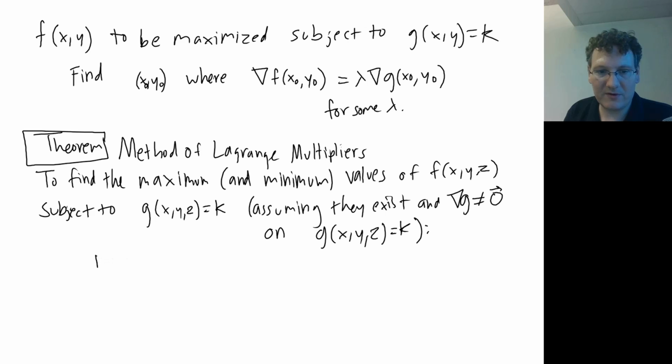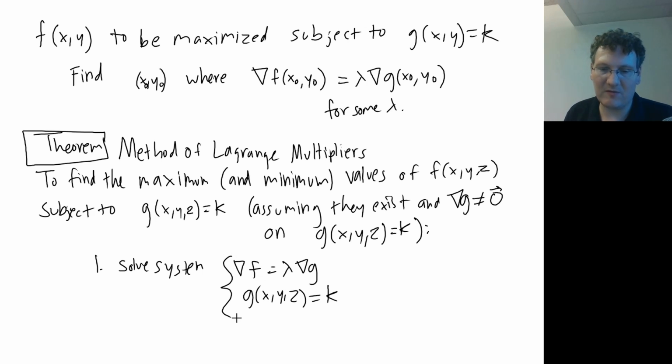So we're going to first solve the system: the gradient of f equals lambda times the gradient of g, and also g of x, y, z equals k. So this is going to be a system of equations. In this case, it would be four equations, 3 coming from the first, because you have a vector equal to a vector, so that's 3 equations, and then you have a 4th equation. And then you test the values of f at the points.